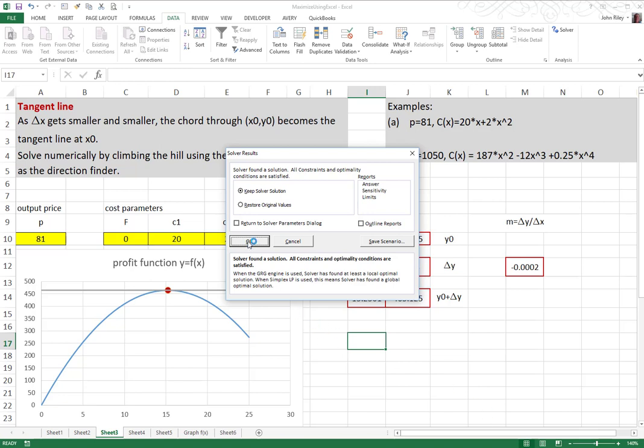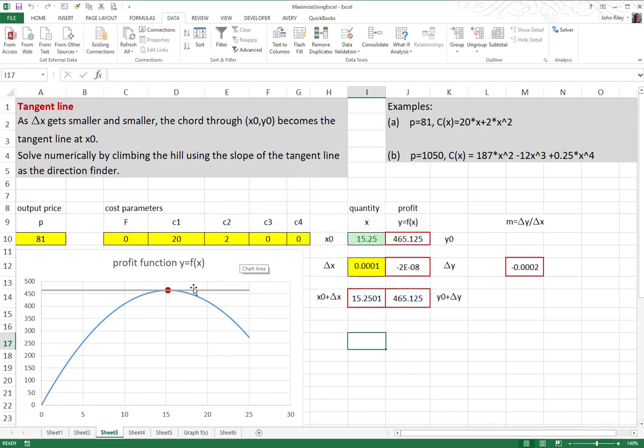And here's the solution. We can see in the picture that we've got to a point where the slope is essentially 0. It's got 3 zeros and a 0.2. And the solution is 15.25. So Solver is a powerful tool, and it's very, very easy to use. Let's look at a second example.